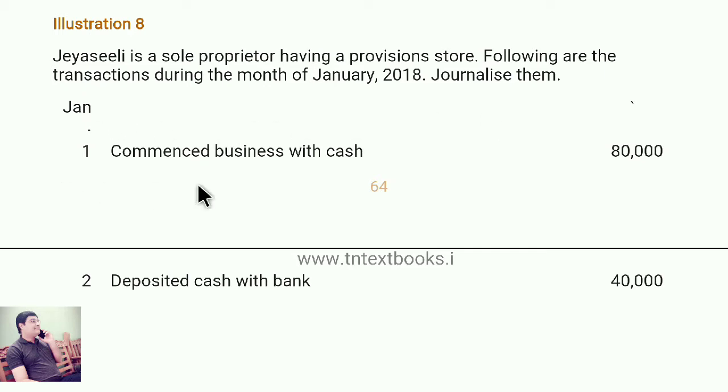Now, on January 1, commenced business with cash. Commence means started business with cash. So, whenever you are doing something, this is your own company. So, the name of the company is JC Lee. You are JC Lee. So, now you invested money into the business. तुमने पैसा जमा किया है बिजनेस में, लगाया है. So, what came into the business? Cash. So, cash account debit to capital account rupees 80,000.